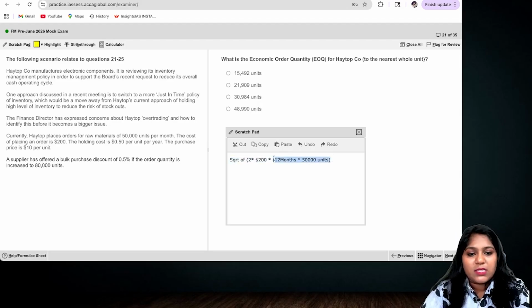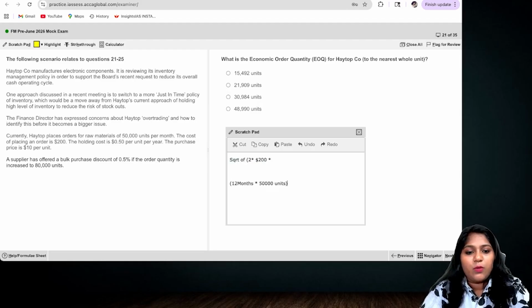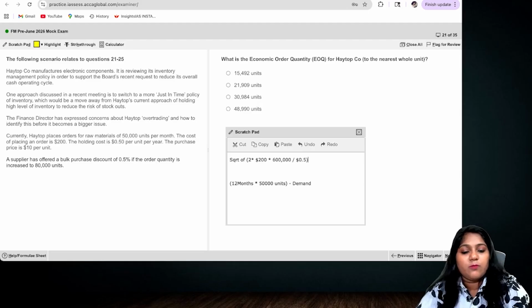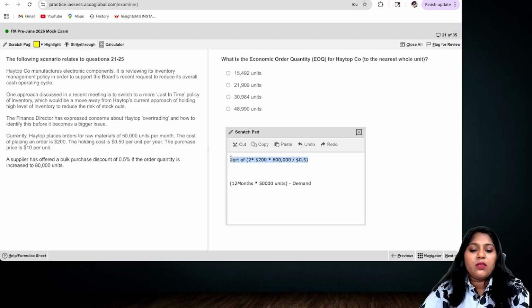That'll be somewhere around 6 lakhs. That is nothing but 600,000 units. That will be the total demand. Correct. So take the demand is how much? 600,000 units divided by cost of holding per unit is how much? On an average 0.5 everyone. So you have to apply the same thing in the Excel.